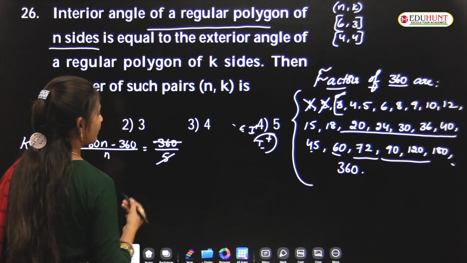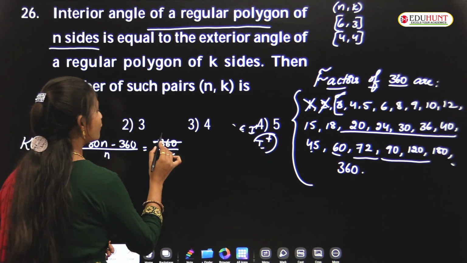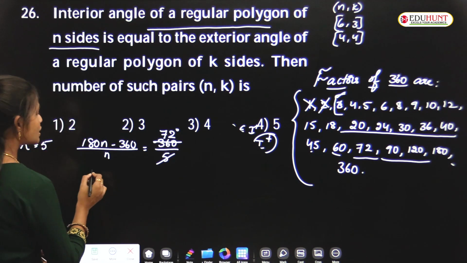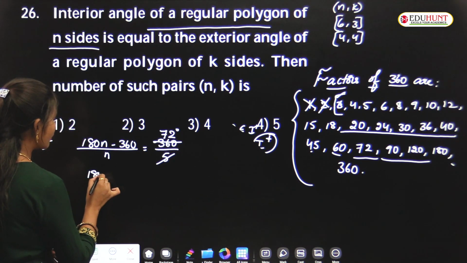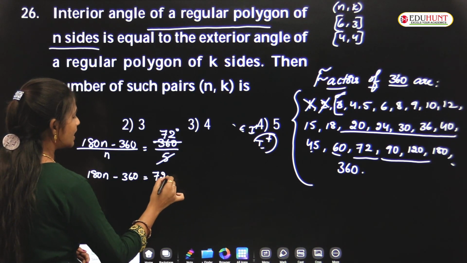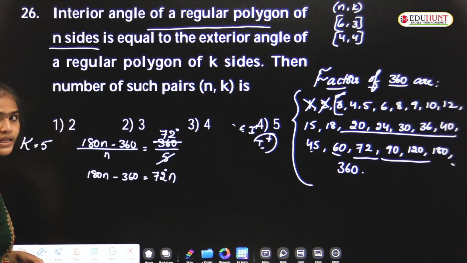So 5 into how much is equals to 360? 5 7s 35, 5 2s 10. Okay, so which is equals to 72. So 180n minus 360, which is equals to 72 into n is equals to 72n.